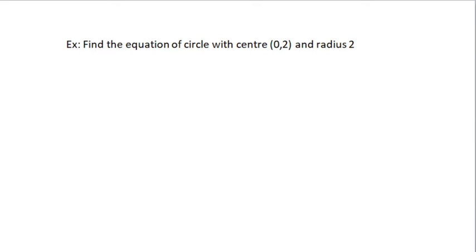What is the example here? See the first example. Find the equation of circle with center (0, 2) and radius 2. Now, very first write down the given things. What are the given things? The coordinate of the center is given. Suppose that is P, center (0, 2), or it is normally denoted by C, but here we take P. Then what is the radius? r is equal to 2.